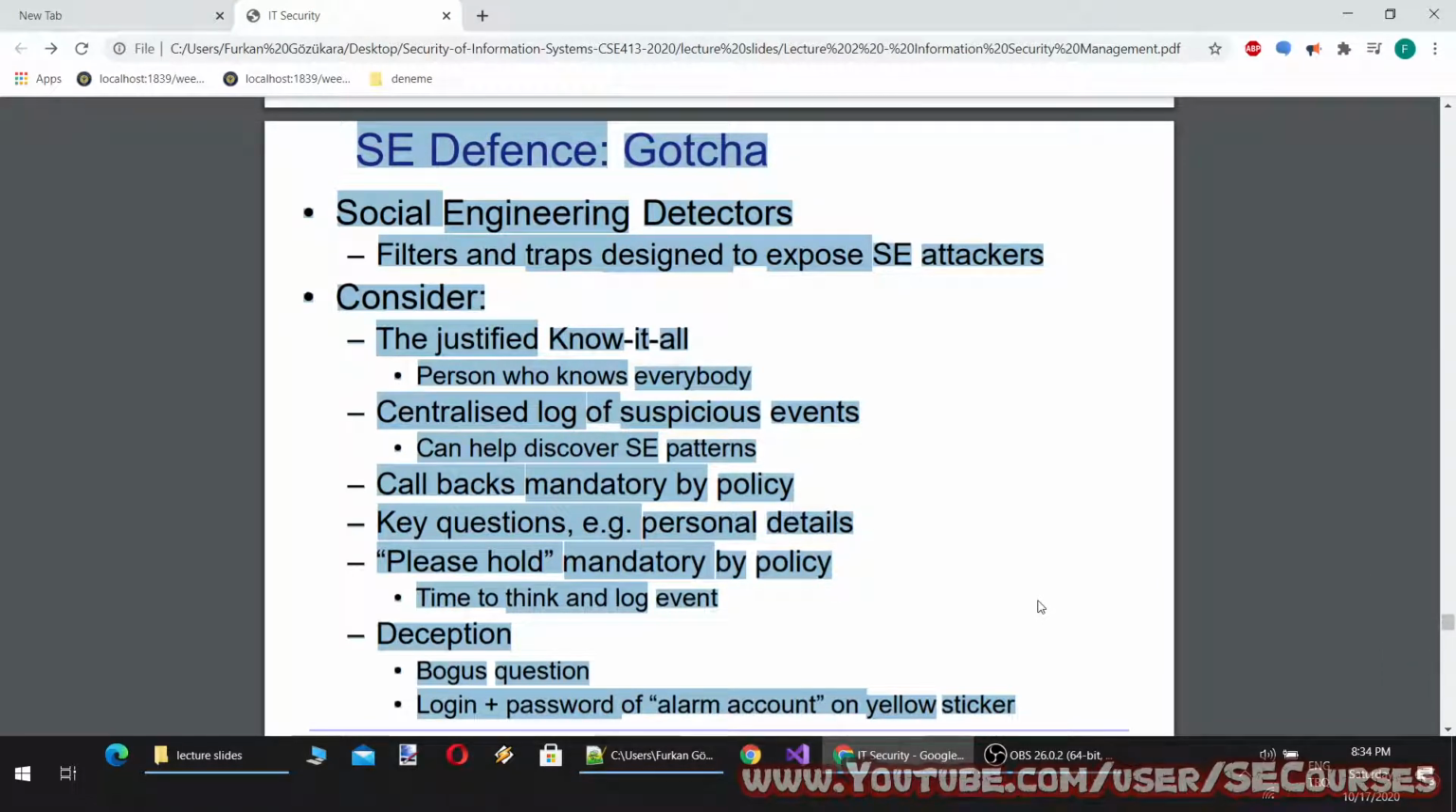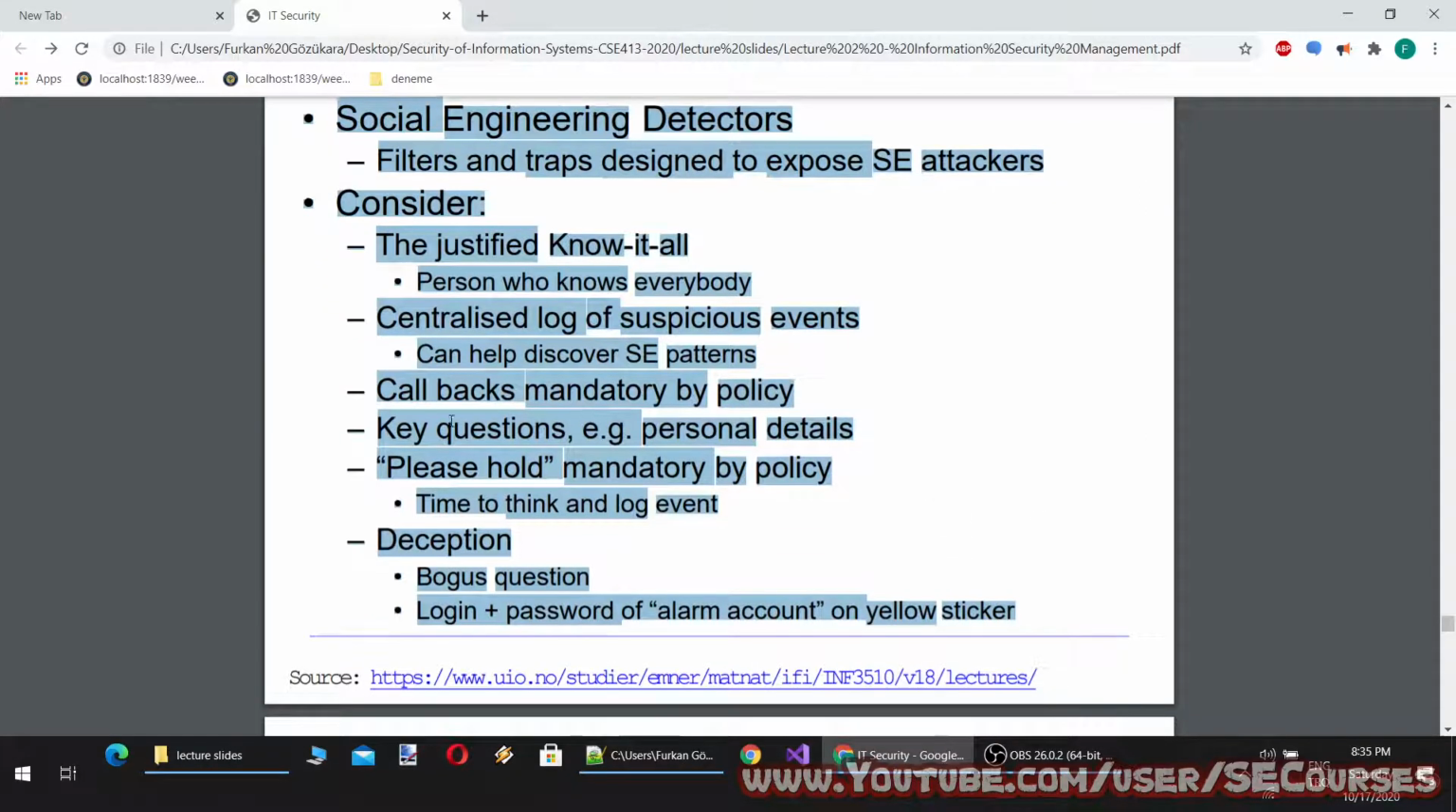SE Defense, Gotcha: social engineering detectors, filters and traps designed to expose SE attackers. Consider the justified know-it-all, a person who knows everybody, and a centralized log of suspicious events, which can help discover SE patterns. Callbacks are mandatory by policy, with key questions, e.g. personal details. Please hold, mandatory by policy, gives time to think and log the event. Deception: a bogus question, the login plus password of an alarm account on a yellow sticker. So you can put filters and traps in place to expose SE attackers. A social engineering attack may trigger your defensive system, and you can become aware of the attacker before they reach your personnel, and you can log every suspicious event.